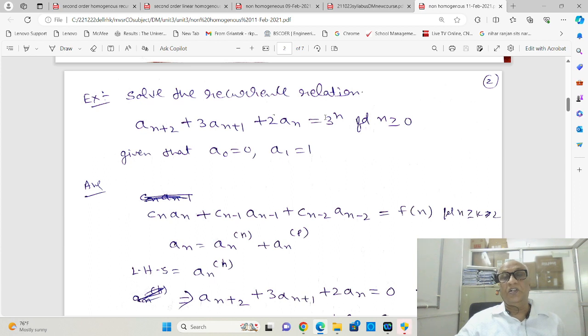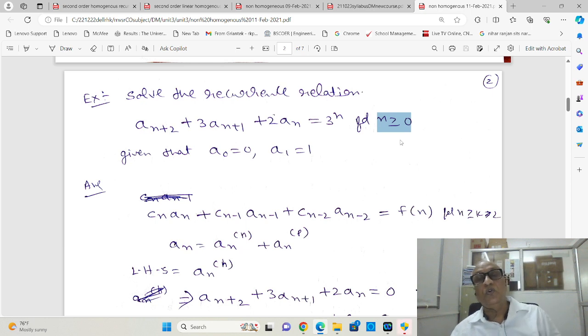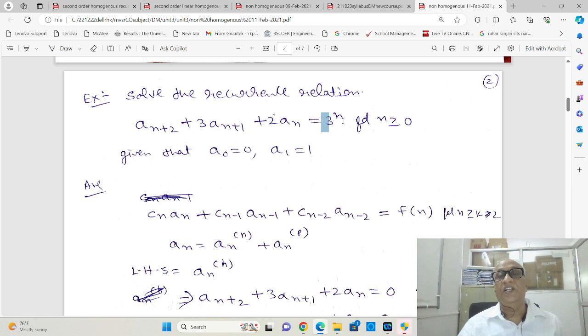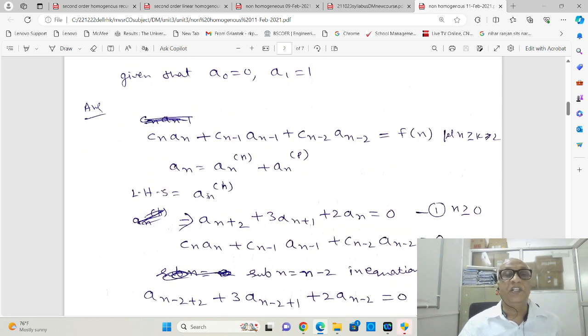First of all, this is a non-homogeneous recurrence relation, as on the right hand side you don't find 0. But here n is greater than or equal to 0, that has to be converted to n is greater than or equal to 2 for second order. The general form of this is Cn an plus Cn minus 1 an minus 1 plus Cn minus 2 an minus 2 equal to Fn. Here the function Fn is 3 to the power of n. So for this the solution is an equal to an homogeneous plus an particular.